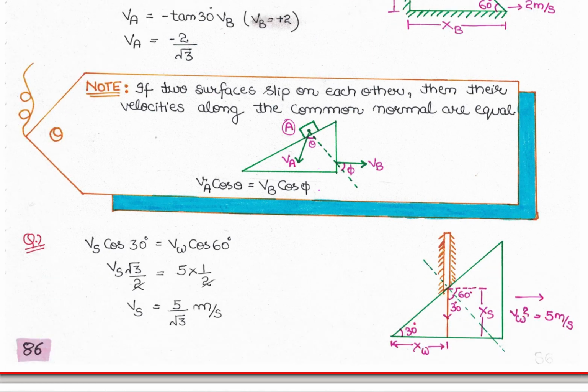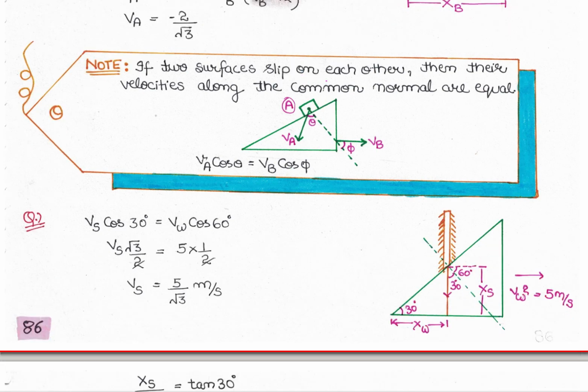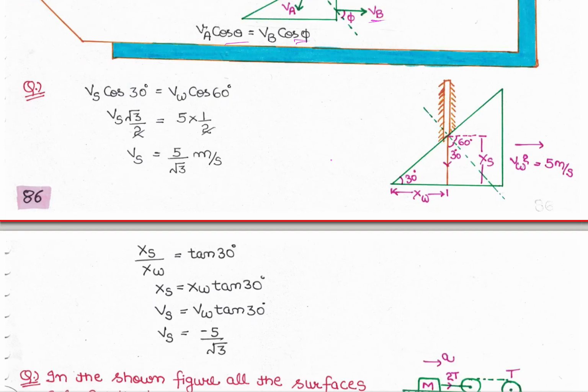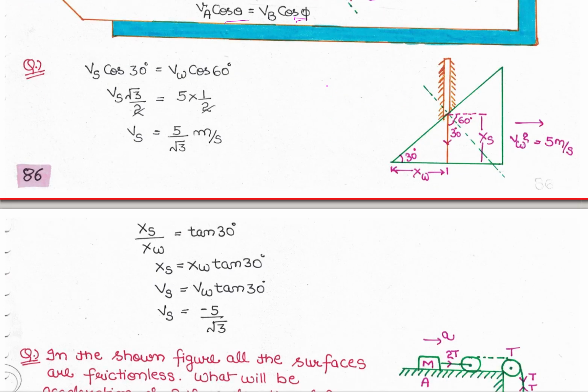Note that if two surfaces slip on each other, then their velocities along the common normal are equal. Okay, so here is the situation. This is the mass making an angle theta with the velocity component, and VB is its horizontal velocity making an angle phi. So we can write VA cos theta is equal to VB cos alpha. Now we can check this formula for this problem.